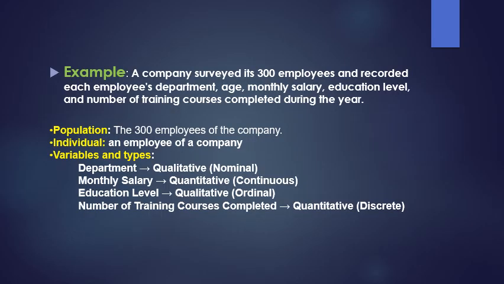Let's consider a simple example. A company studies 300 employees. This graph represents the population and each employee is an individual. The company collects data on department, salary, education level, and number of training courses. Each variable has a type. Department is qualitative nominal, salary is quantitative continuous, education level is qualitative ordinal, and number of training courses is quantitative discrete. This helps us understand how variables are classified in a real situation.